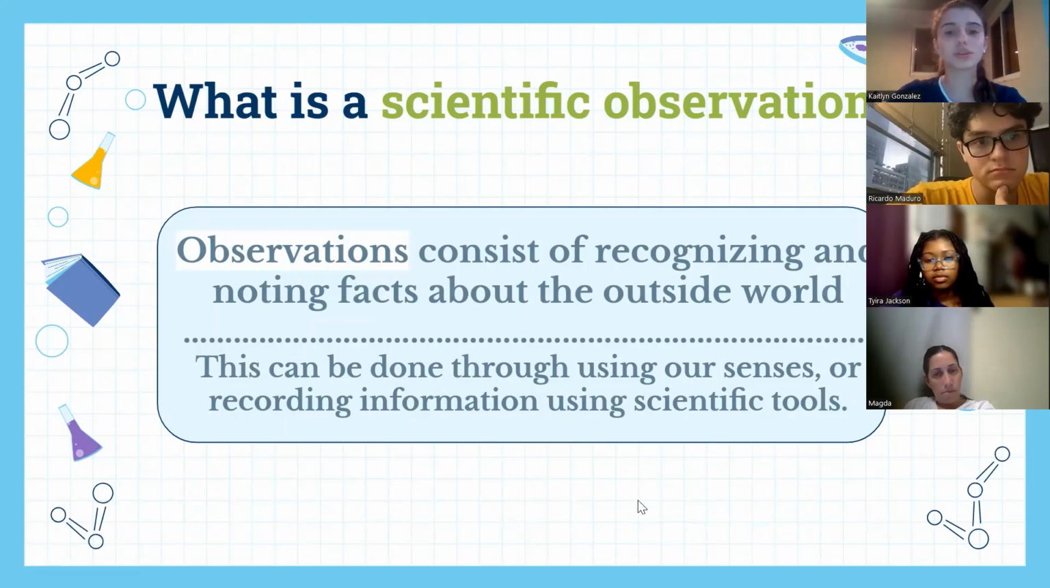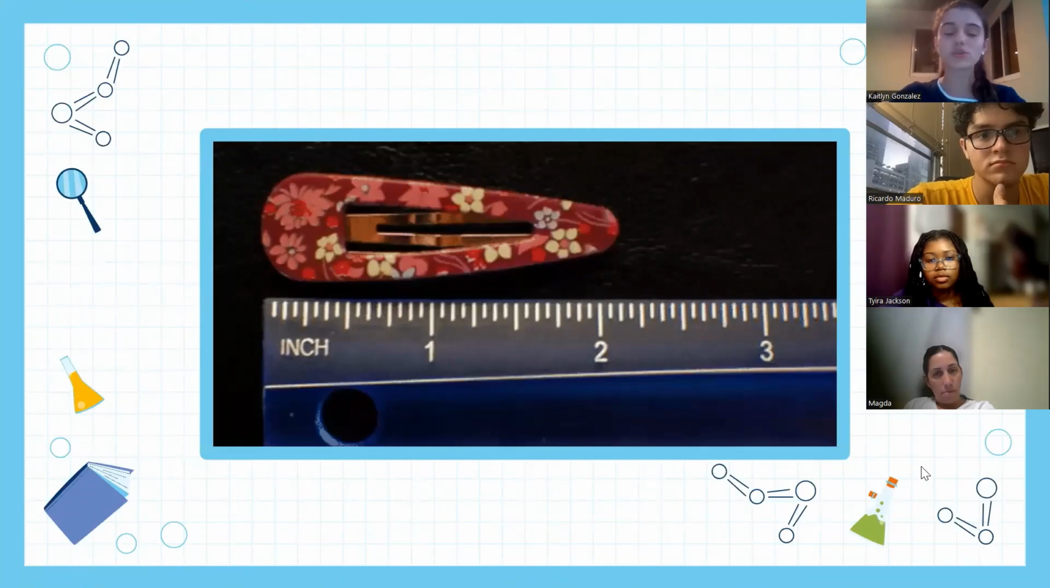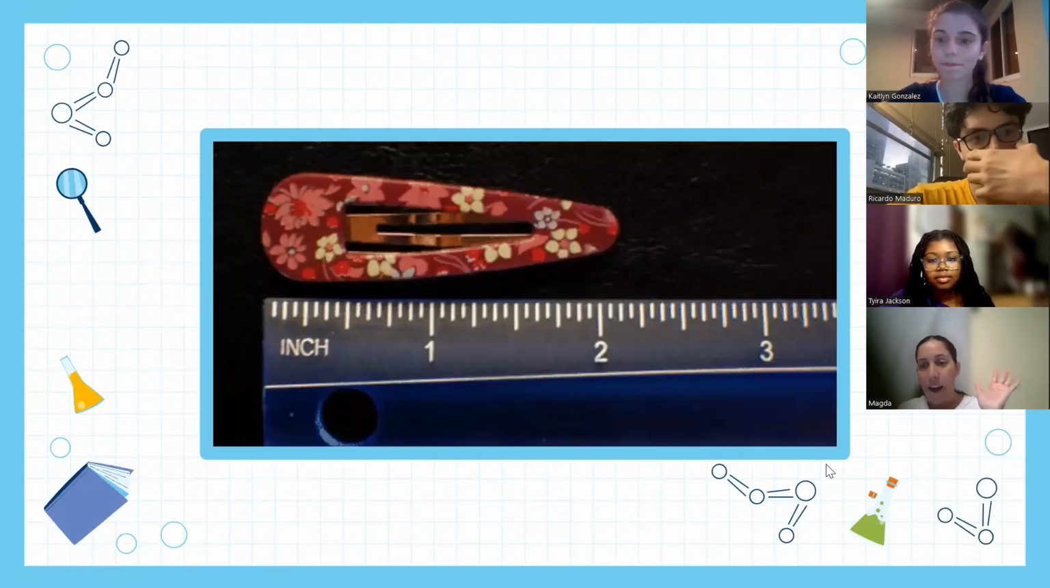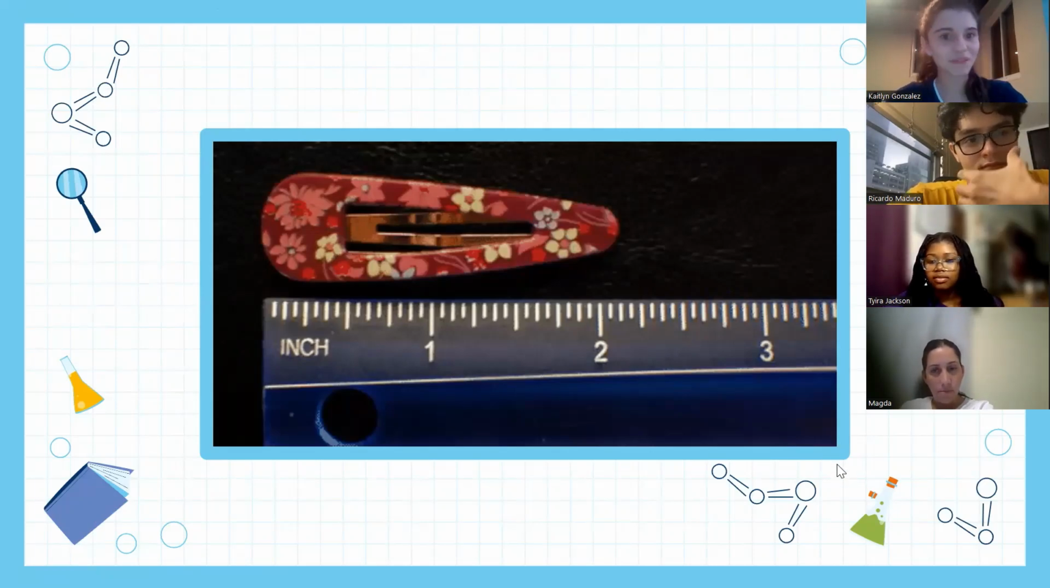So now we're going to do a little activity. What do you all notice about this image? It's a hair clip and it's pink. It has 5 yellow flowers. Okay, perfect. Tara, how about you? 2 inches long. Perfect. These are great observations, everyone.